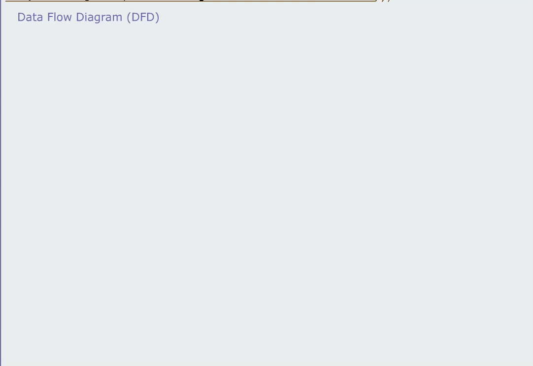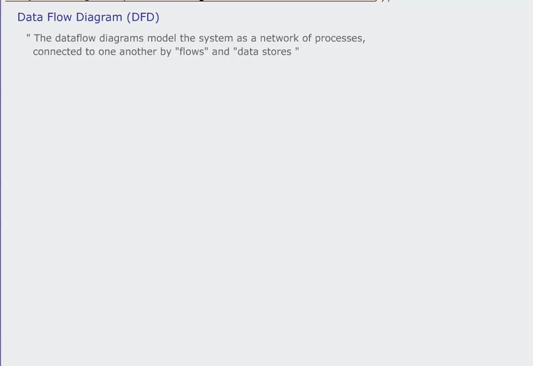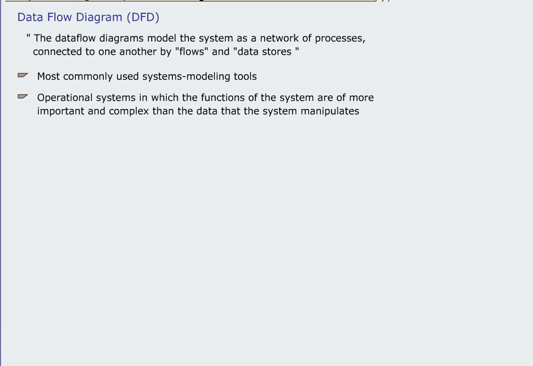Modeling, that is, data flow diagrams. The data flow diagram is a modeling tool that allows us to picture a system as a network of functional processes connected to one another by flows and data stores. The data flow diagram is one of the most commonly used systems modeling tools, particularly for operational systems in which the functions of the system are of more importance and complex than the data that the system manipulates.